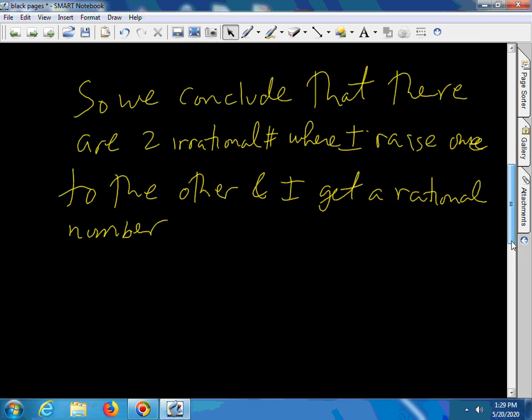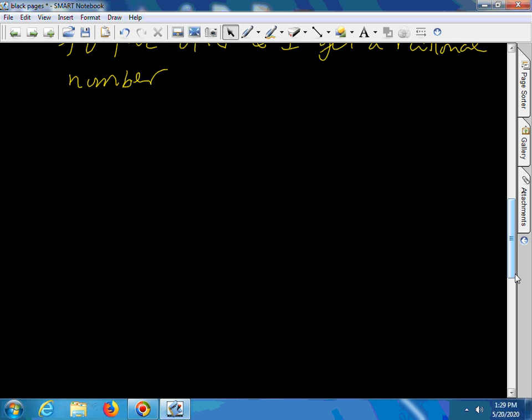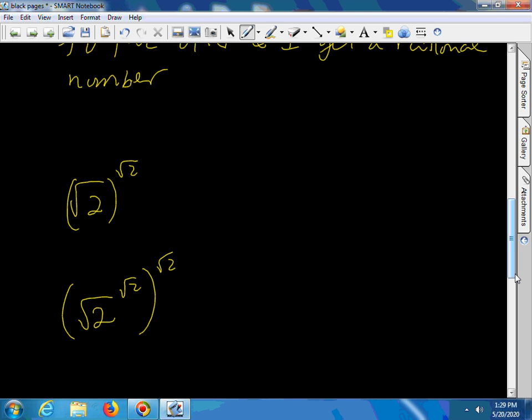Actually, I said that I can't show you the numbers. That's actually not true. Either that's one of the numbers and that's the other number, or this is one of the numbers and that's the other number. Okay, so it's one of those two. One of those two is an example of an irrational number raised to another irrational number, giving a rational number. One of these two has to be rational.